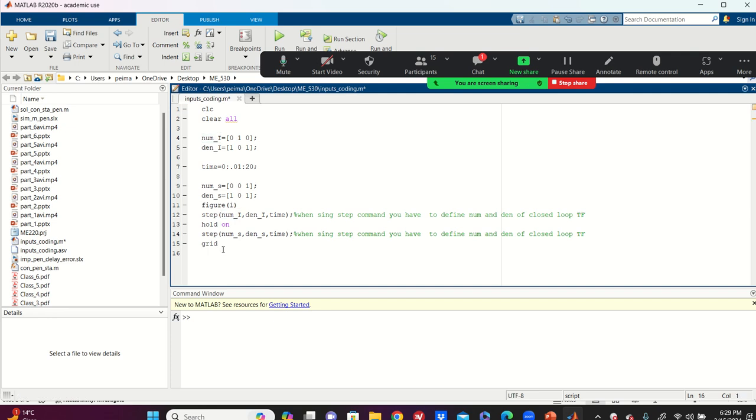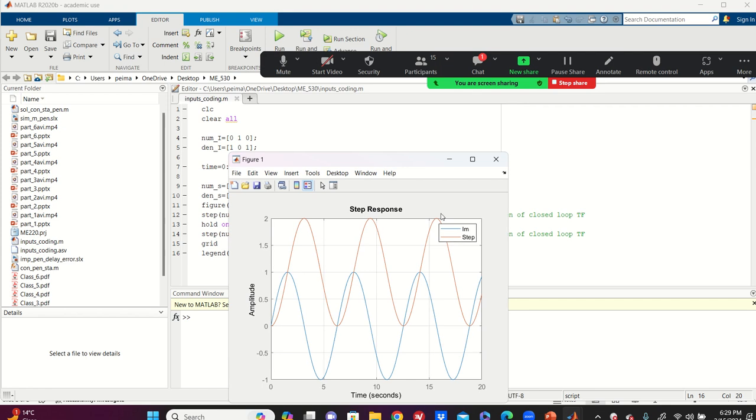So I'm gonna say legend. The first one is for impulse. The second one is for step. Okay, it's good. So you see, for the marginally stable system, like a pendulum, here we go. The blue one is for impulse response, step is for step response. But step must go to 1 and impulse to 0, but it's a marginally stable system.